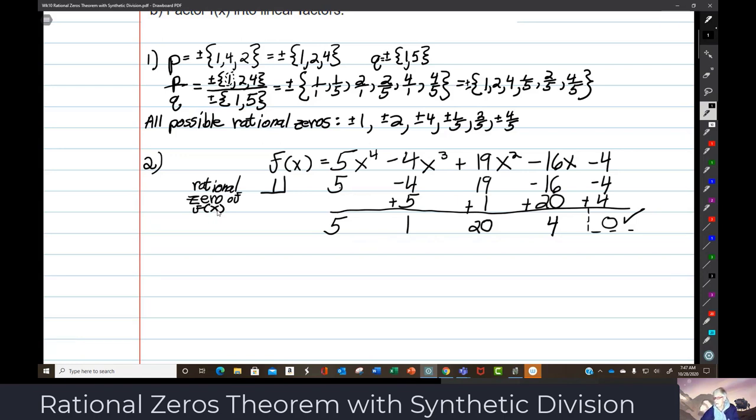Okay, you also have a quotient, which I'll show you in a minute. This was 5x to the fourth when we started. After one complete synthetic division, which is what this is, might as well make a note. Synthetic division.